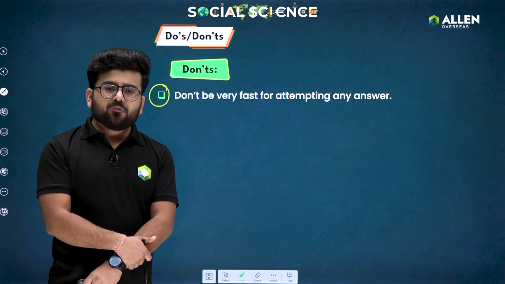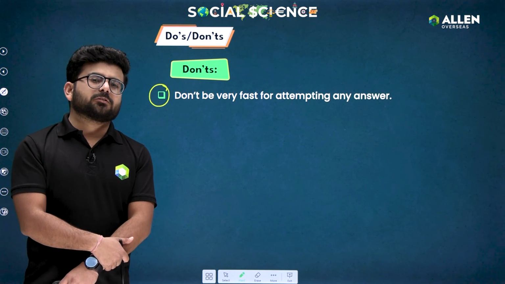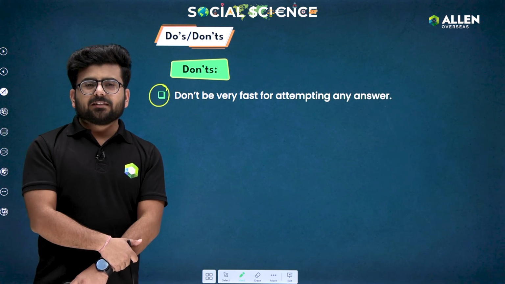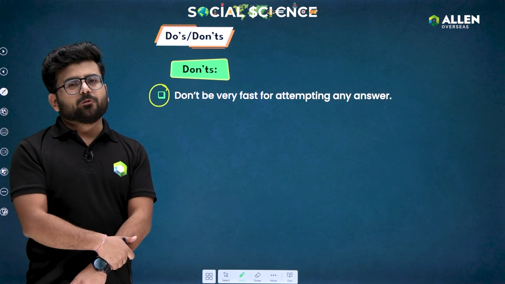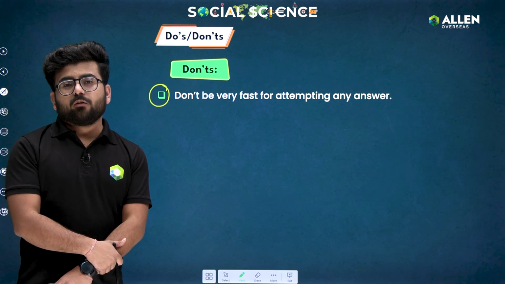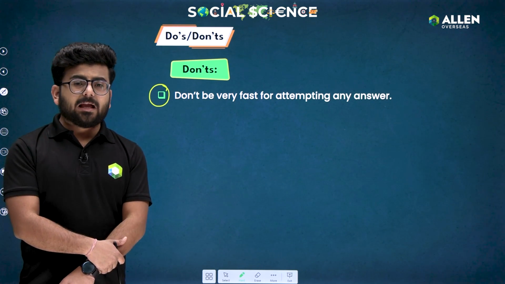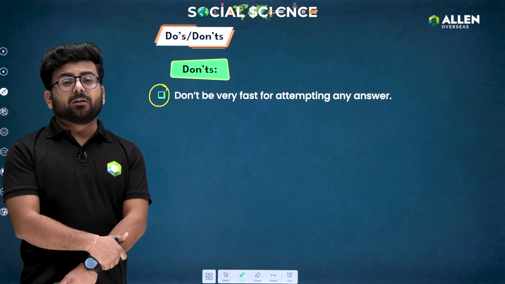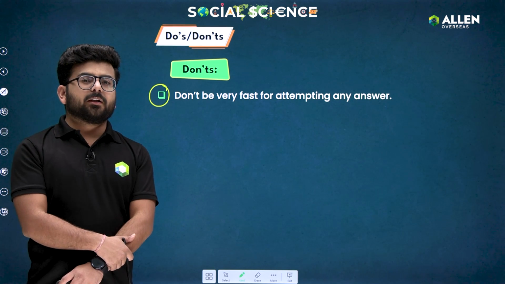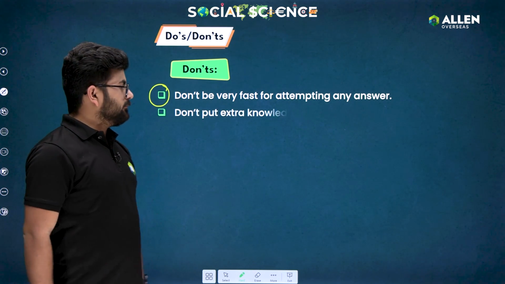So don't be very fast, because if you do such practices, you will not be very good at writing your answers. So just take a 10-second break in order to think about what different points I'm going to write. Students, it is very strongly recommended that you always write your answers in points, because the evaluator will not have any interest in checking your copy if you write your answers in paragraphs. So it is very much recommended to write your answers in points.